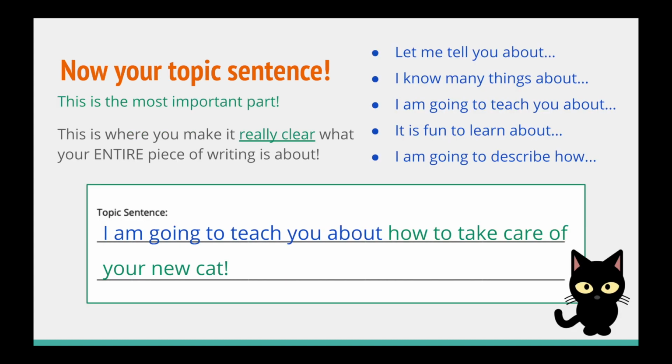Now your hook should lead into your topic sentence. This is the most important part. This is where you make it really clear what your entire piece of writing is about. Here are some sentence starters. Let me tell you about, I know many things about, I'm going to teach you about, it is fun to learn about, or I'm going to describe how. Here's my topic sentence. I'm going to teach you about how to take care of your new cat.